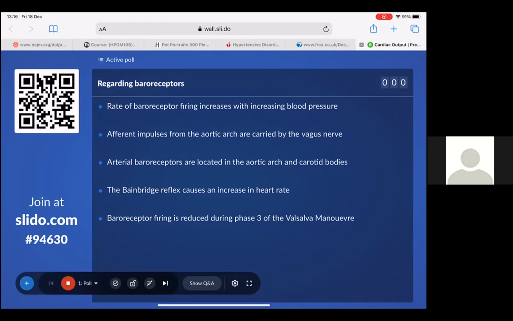Therefore, yes, you do get a reduced firing, and you get a drop in blood pressure. Reduced firing drives the sympathetic system, so that is good. That is correct with the Valsalva maneuver.